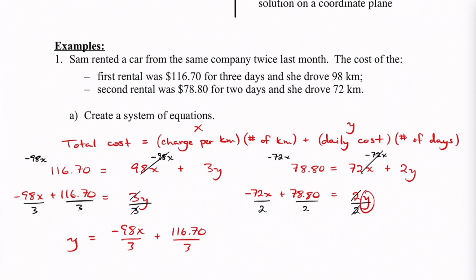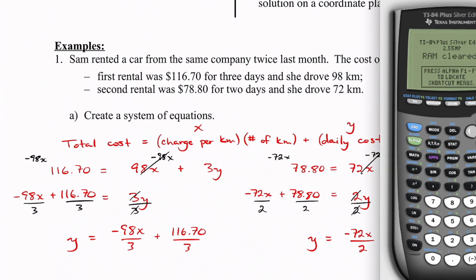So those 2's are going to cancel. And then I'll only be left with a y, and again I'm going to write it on the left side, so I have y equals, and then these ones over here I'm just going to keep as they are, but I'll write them on the other side. So it's going to be negative 72x divided by 2 plus 7880 divided by 2. If you wanted to divide them, you could, but you wouldn't have to. So next, to solve this, we said we were going to solve it graphically, so we're going to use our calculator.